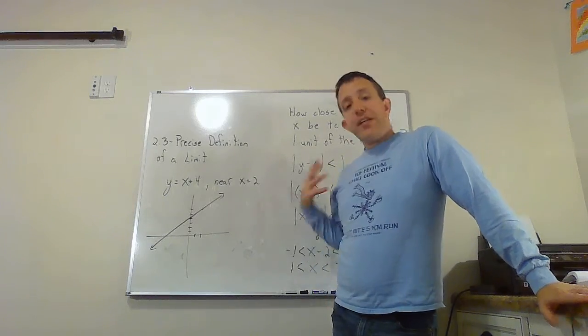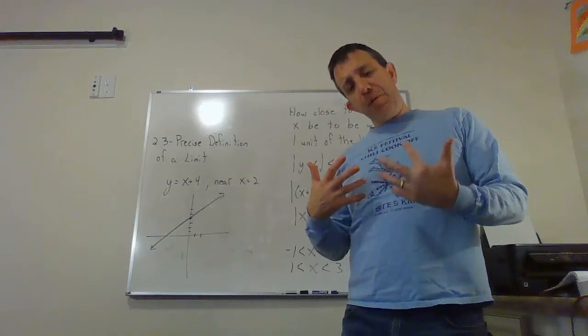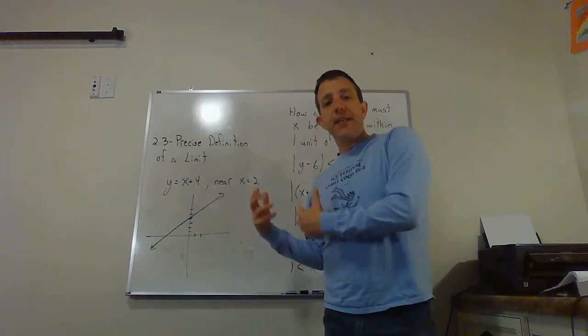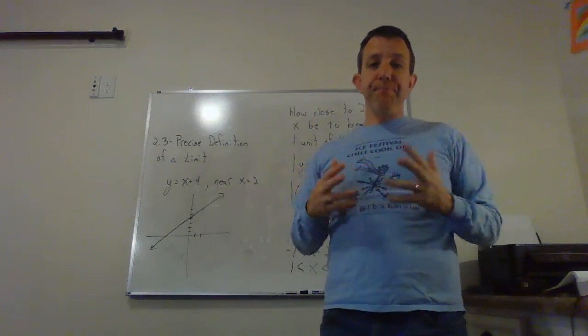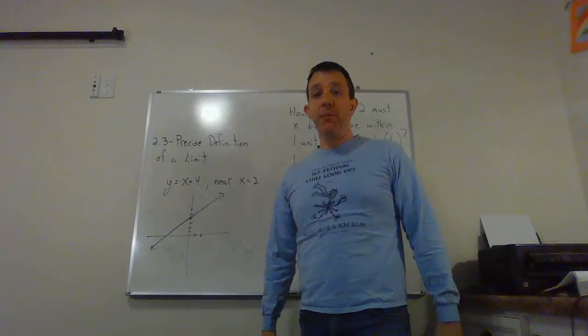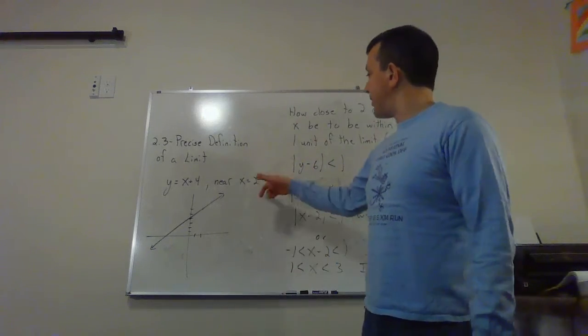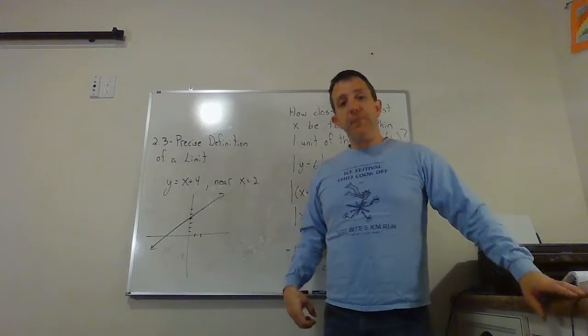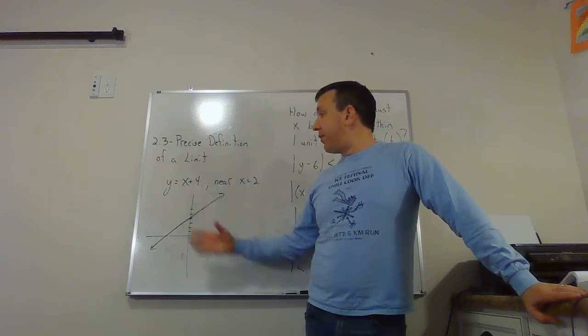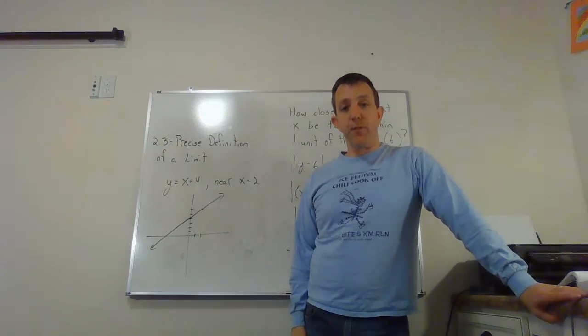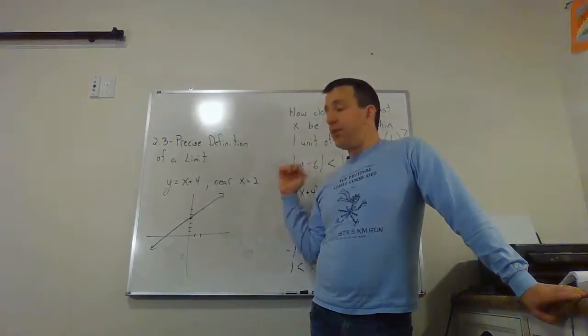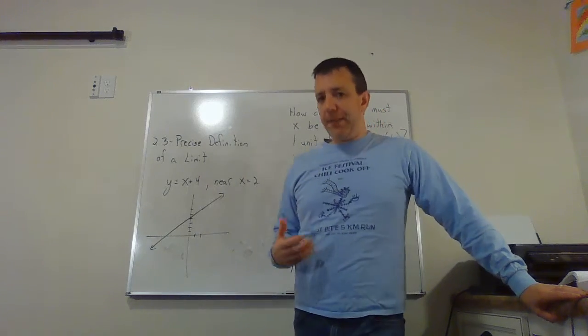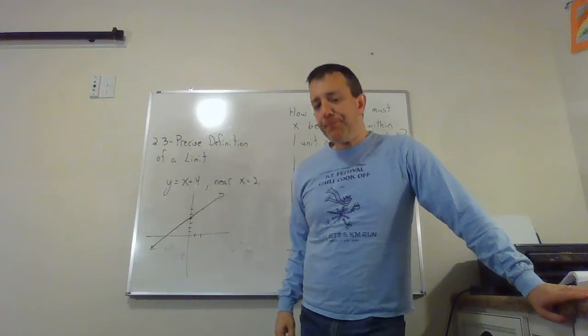All right, so we're going to get started here with an example, and we're going to walk through this, and it's really going to lead us into the precise definition. Then we'll look at the precise definition, and then we'll have all sorts of fun. So let's look at this example. The example is y equals x plus 4, or you could call it f of x equals x plus 4, and we want it to be near x equals 2. So we're going to be looking at the limit as x goes to 2.